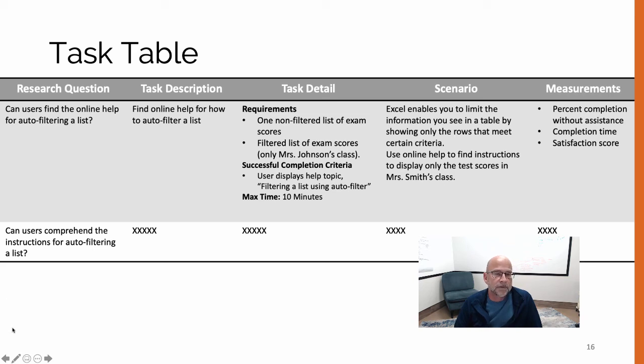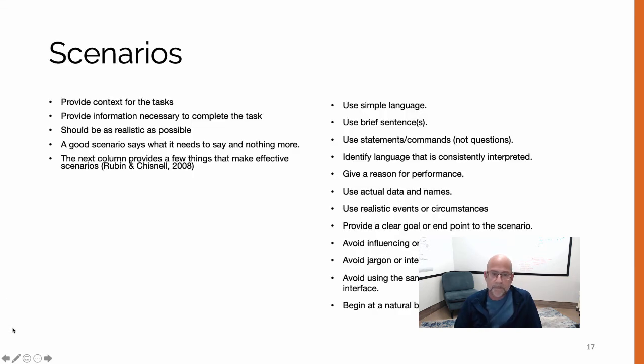And you would have several of these in here. So why in the world do we use scenarios if we've got these tasks? The idea here is that we're really looking to provide some context for the task so it feels realistic to people. When we do this, we want to make sure we're providing the information necessary for people to complete the task. We want to make it as realistic as possible. We want it to say exactly what it needs to and nothing more.